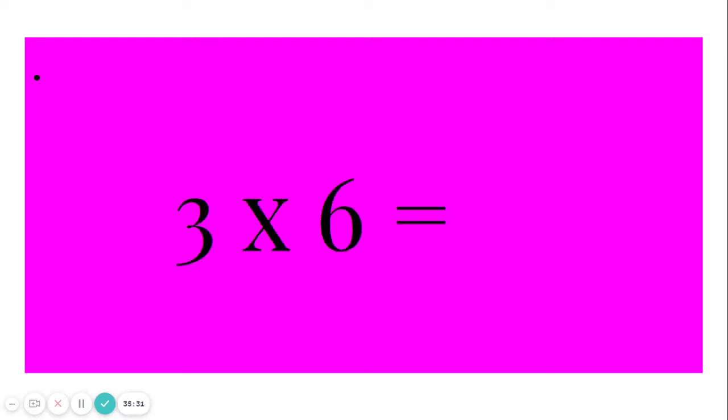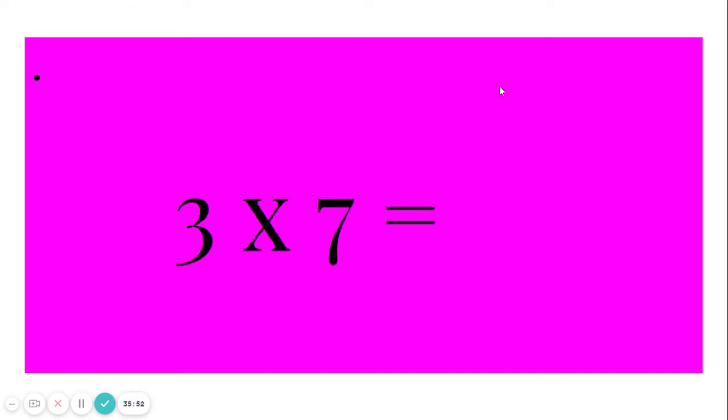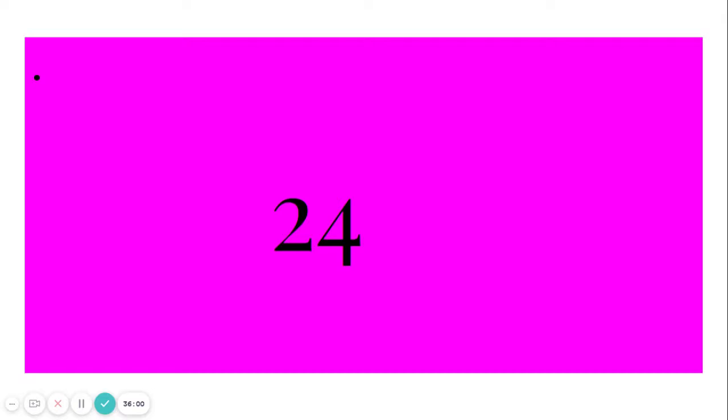3 times 6, 18. So think if 3 times 6 is tough for you, I want you to think about it this way. I know that 3 5s is 15. So one more, that would be another 3, would be 18. 3 times 7, 3 weeks in our calendar, 21. 3 times 8, 24.